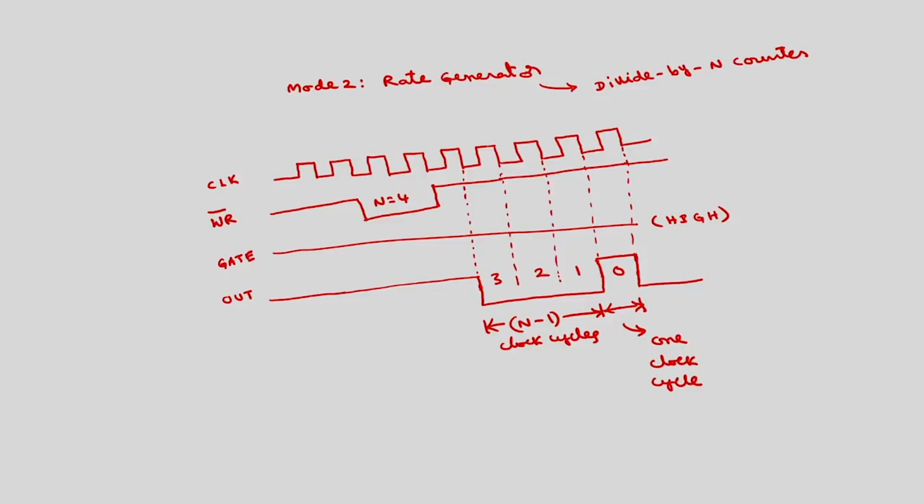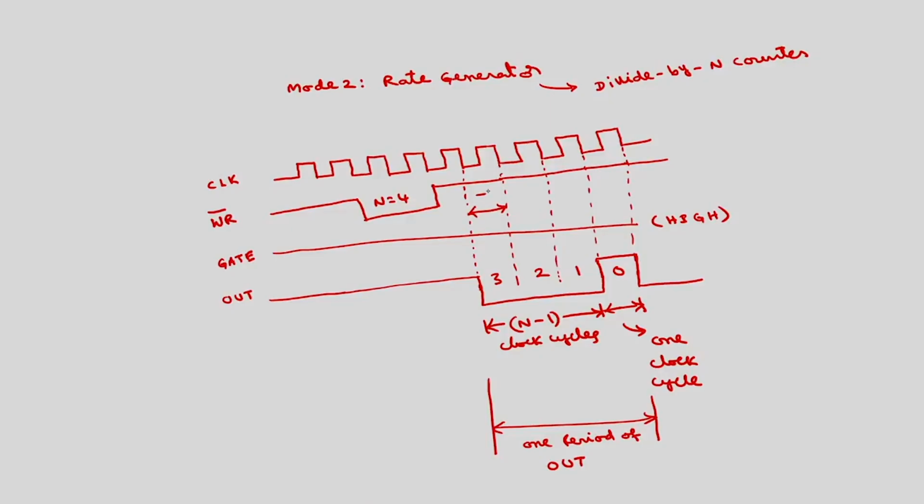Now if I compare the frequency of the clock, how many clock signals are there in one period of this out signal? From here to here, this is one period of out. So this is one period of clock.